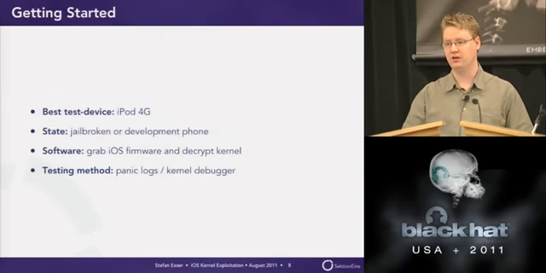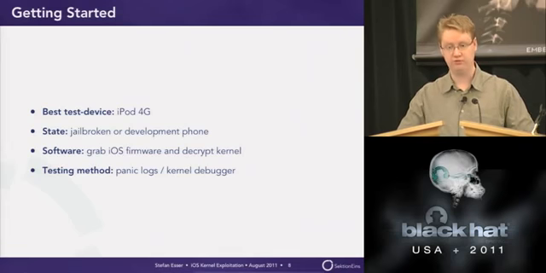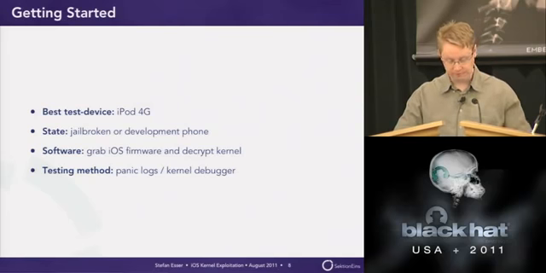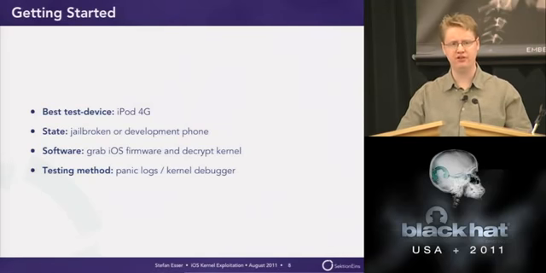So when you want to get started exploiting, first you need a device. I recommend getting an iPod 4G, because it's very similar to an iPhone 4. And you don't have the GSM and CDMA stuff, which would make it harder to downgrade to older versions of the software. In addition to that, you still have a boot ROM exploit in it. So it's very nice to start with that. But of course, you can take your iPhone or your iPad, as long as you can actually work with it.